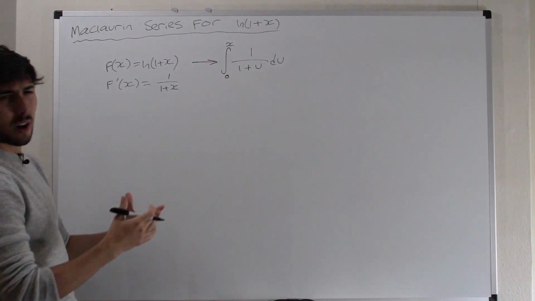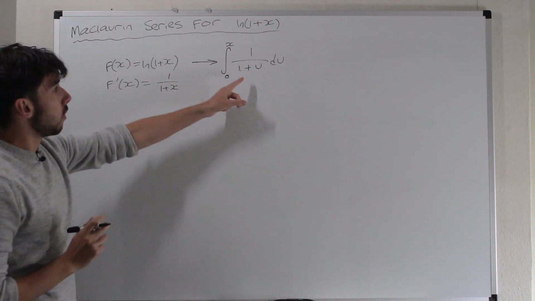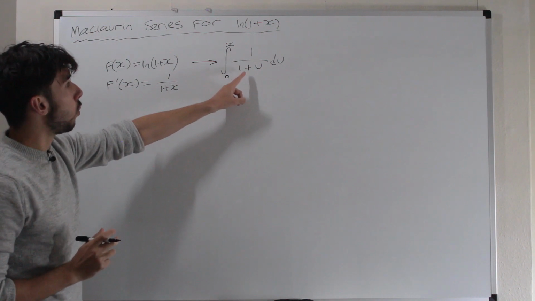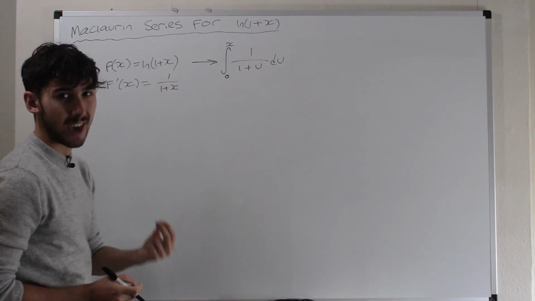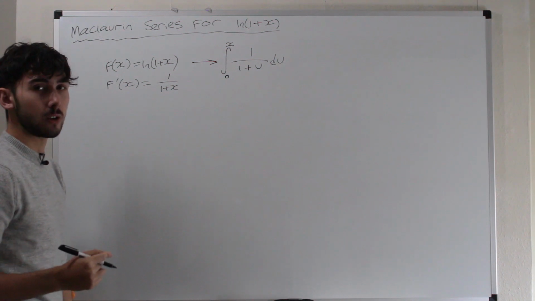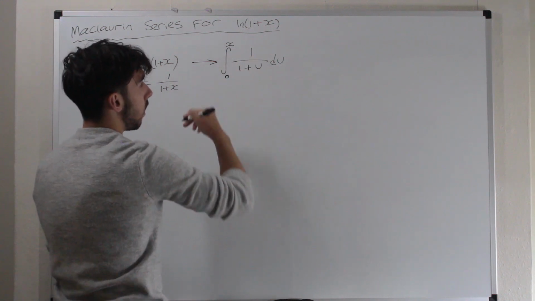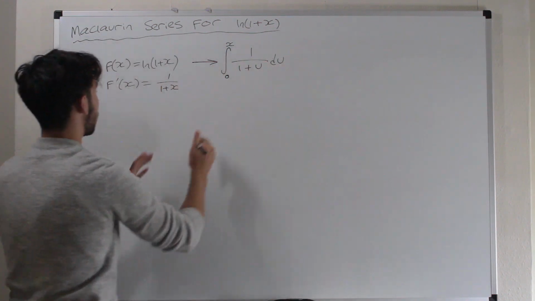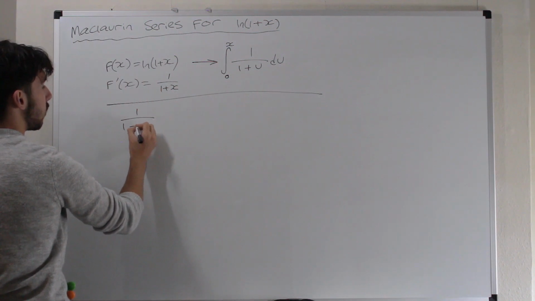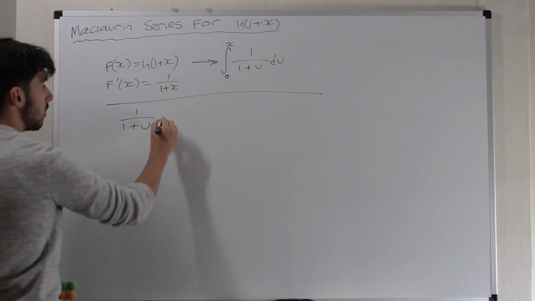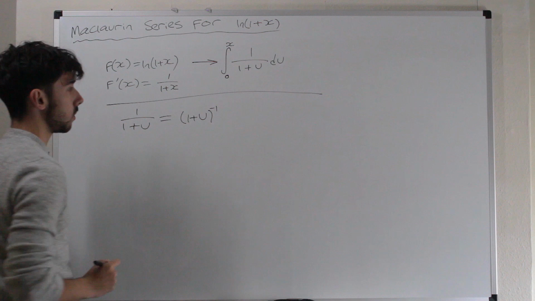Now, why did I just do that? That's not how you find a Maclaurin series. It's okay. Watch this. The reason we've done this is because 1 over 1 plus u has its own Maclaurin series that's easier to get. You may also know this as the binomial series or the binomial expansion. So let's just forget about the integral for a second and get the series for 1 over 1 plus u. Well, this is just 1 plus u to the minus 1, isn't it?